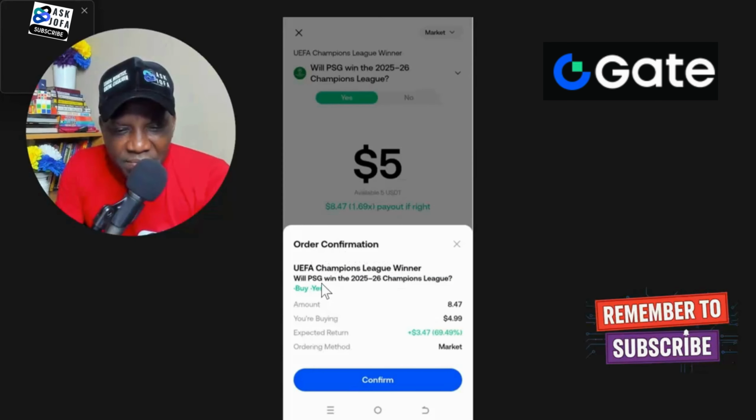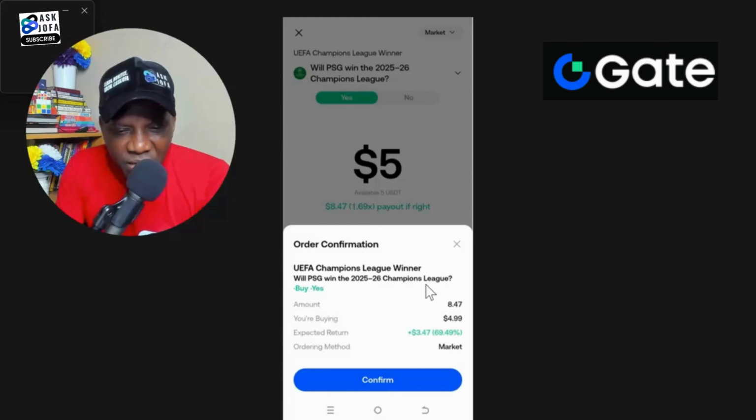I'm predicting PSG will win the Champions League. This is the amount I will get. This is the amount I'm staking. This is the difference, that is the amount I will gain. Don't forget, if my prediction is wrong, I will lose all my $5. If I'm okay with the order confirmation, I will tap confirm.